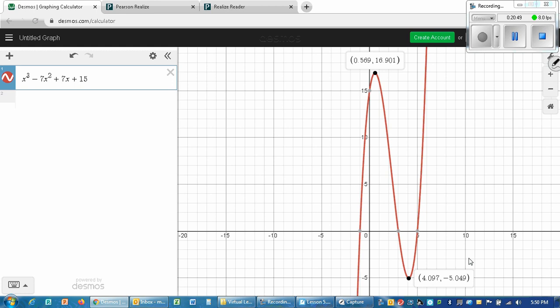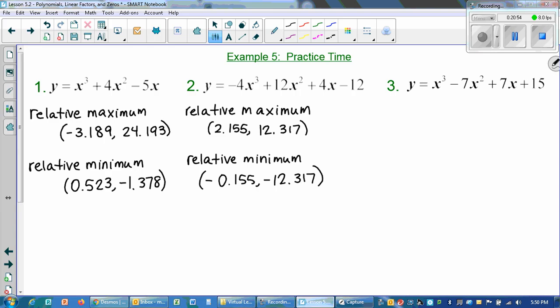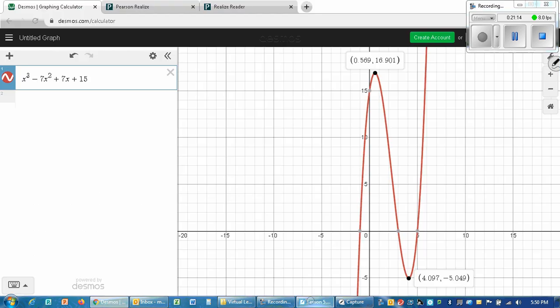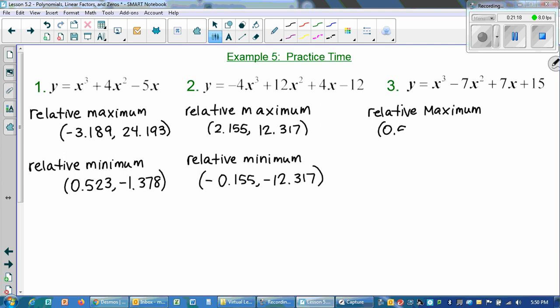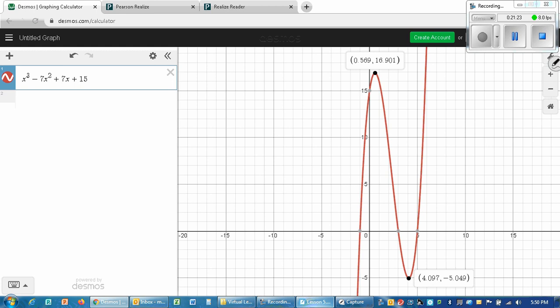So my relative maximum is at 0.569. Sorry guys, I forgot what it said. 0.569 and 16.901.